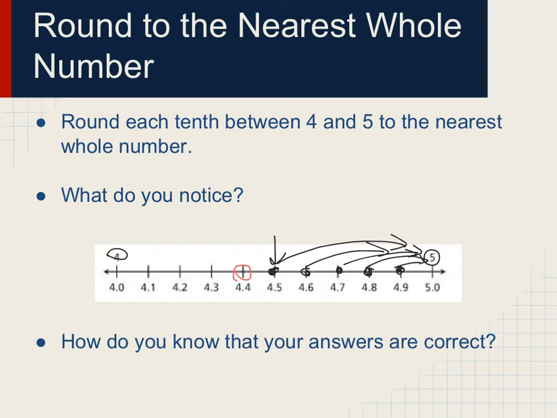Everything to the left of 4 and 5/10 will stay at the whole number that it has just passed because it is closer to 4. 4 and 4/10, 4 and 3/10, 4 and 2/10, and 4 and 1/10 would all stay at the whole number 4.